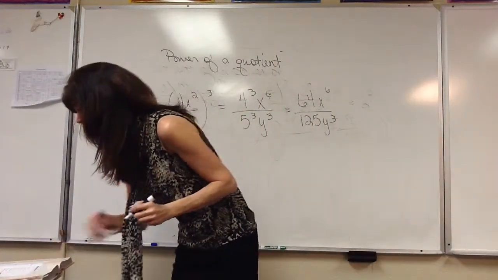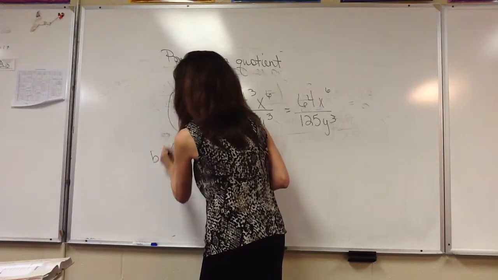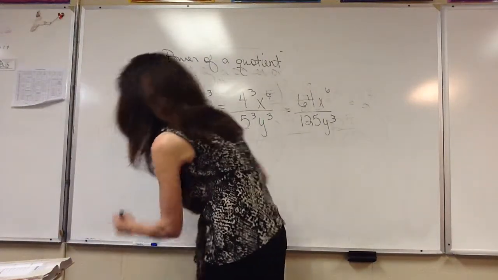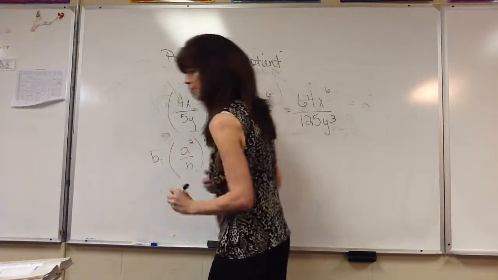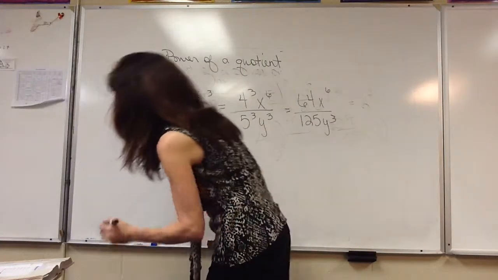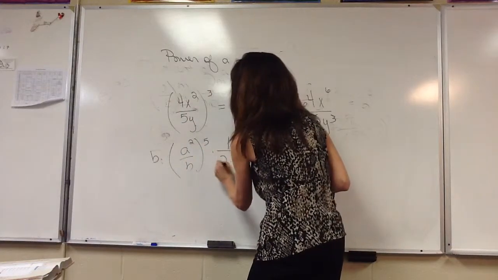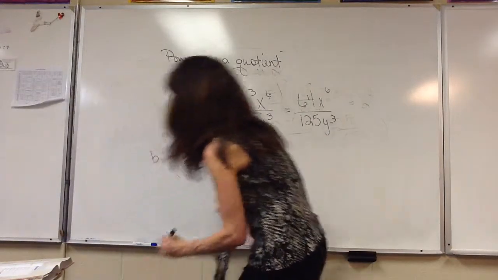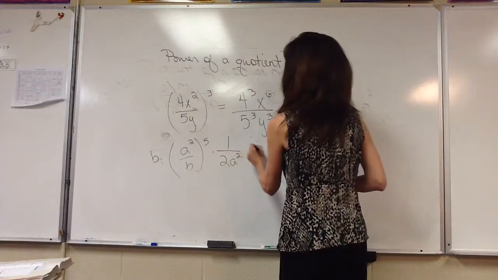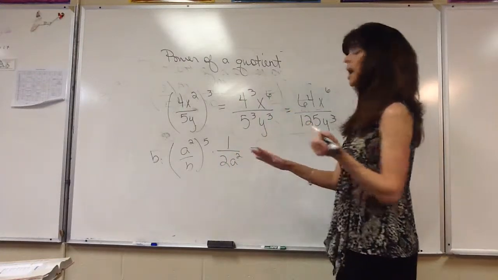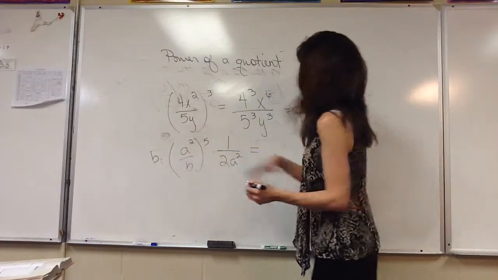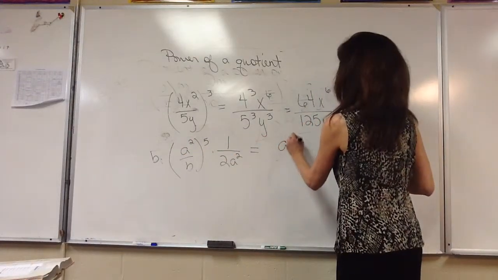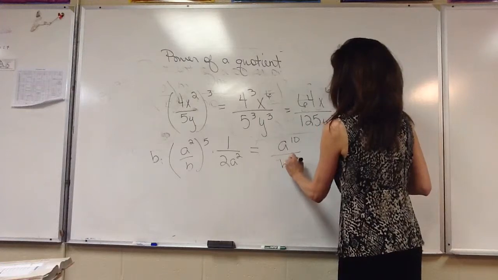And then B, I have in parentheses a squared over b raised to the 5th power, and then we're multiplying that by 1 over 2a squared. Always work out your parentheses first, so we're going to take care of this. It's going to be a to the 10th power over b to the 5th power.